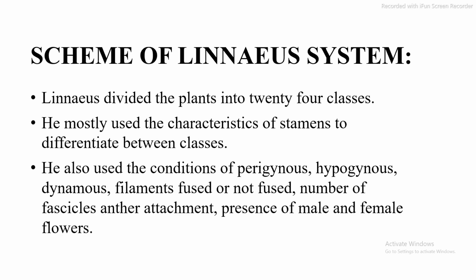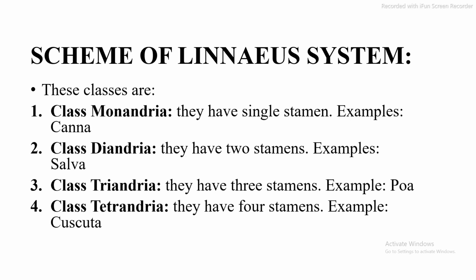Next is the scheme of the Linnaeus system. Linnaeus divided the plants into 24 classes. He mostly used the characteristics of the stamens to differentiate between the classes. He also used the condition of perigynous, hypogynous, didynamous, filaments fused or not, number of fascicles, anther attachment, and presence of male and female flowers. So these classes are as follows.